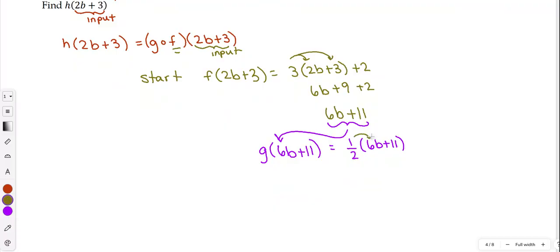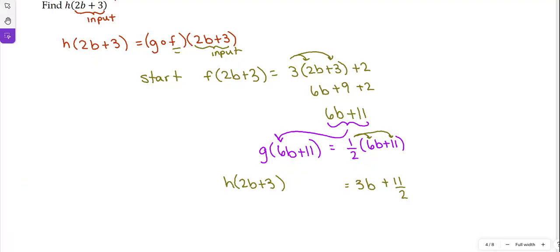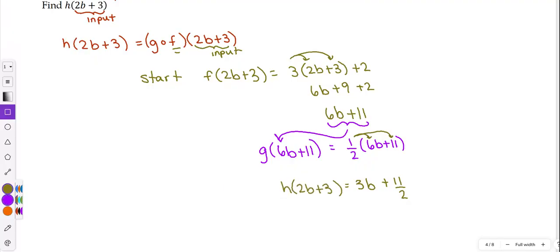1/2 times 6b, that would be 6b over 2, which is equivalent to 3b. Distribute 1/2 to 11, just gives me 11 over 2. So final output for the composition h of input 2b plus 3 is equal to that. Let me move that closer. Why is this so far? And let's box it.